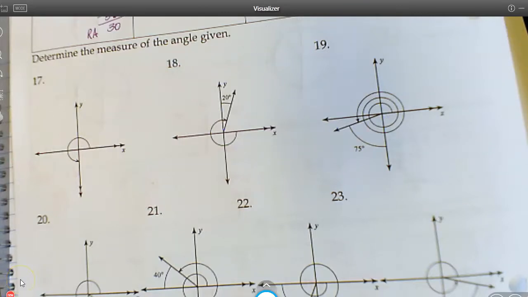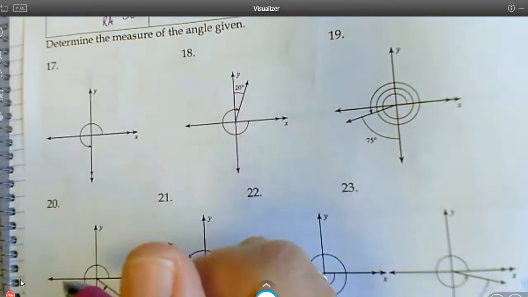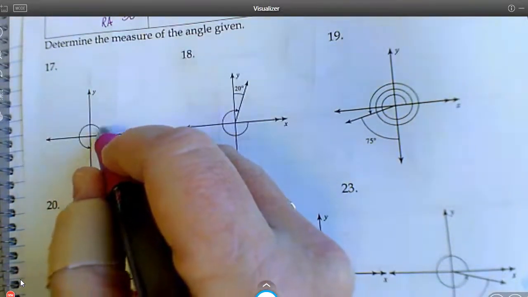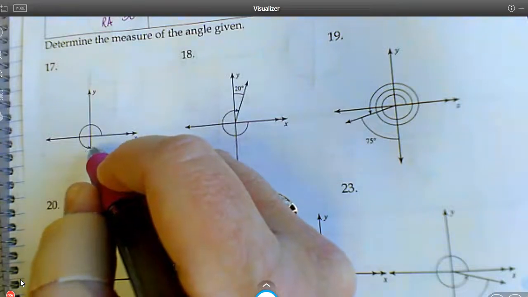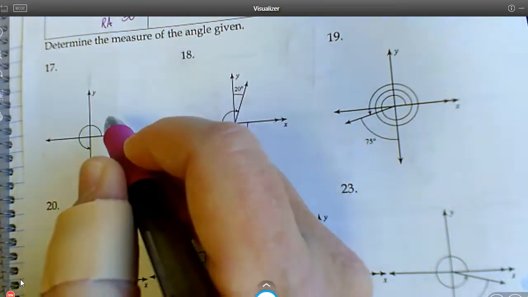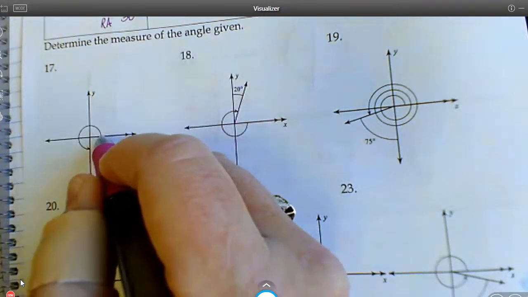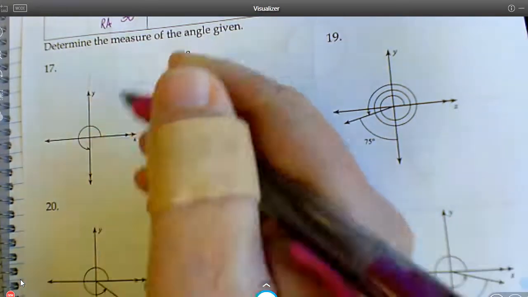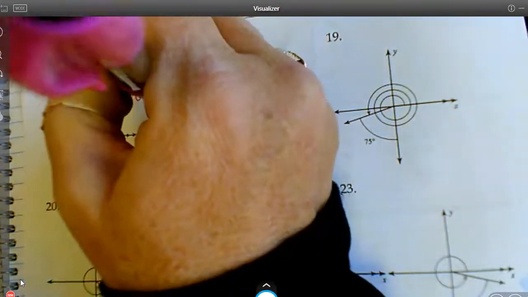Is being able to determine the angle whenever it's drawn. Okay? So number 17, if I want to figure out what angle that is, I'm going to start here and go around. Is it positive or negative? Positive, because I went up and around. I know that I went 3 90s, so you can do 3 times 90. Or you can just know that that was 270.